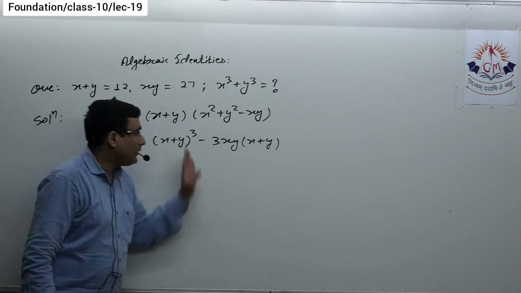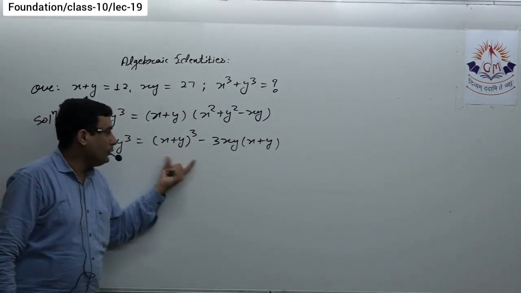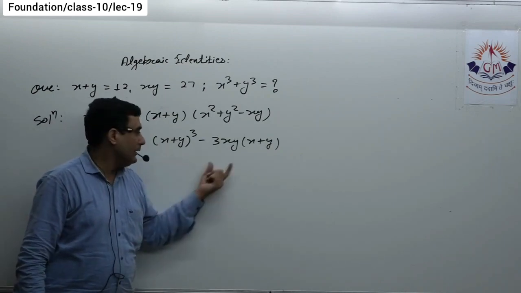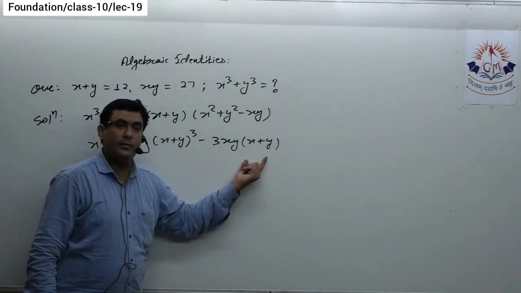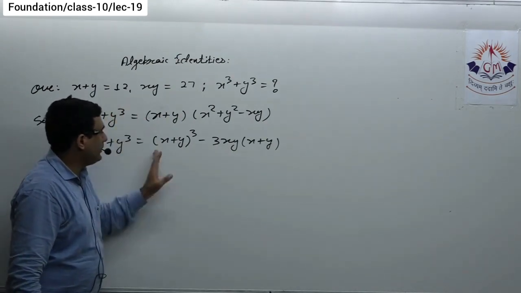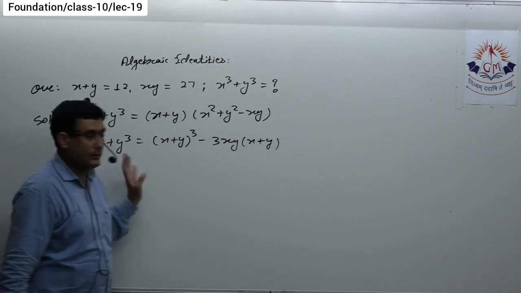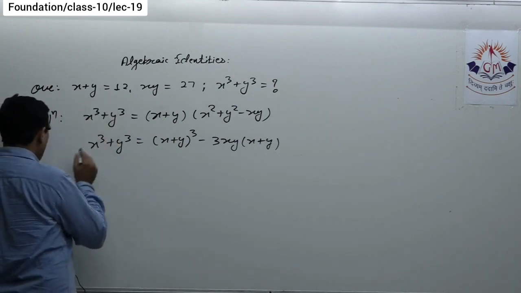But if I skip this and come to the second identity, here I have x plus y whole cube. That means x plus y is given, x into y is also given. That means only with the given information it is possible to obtain the value of x cube plus y cube, so I will go with this. Okay, so let us see.